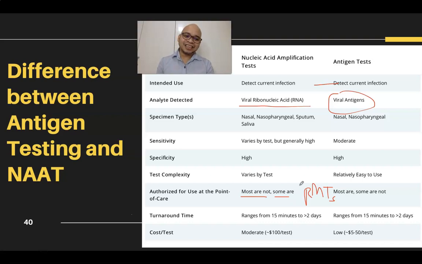And now, here's the game changer. Of course, nucleic acid testing, RT-PCR is more expensive. In the Philippines, about 4,000 pesos or 4,500 pesos. But for antigen testing, it's just about 1,500 pesos.